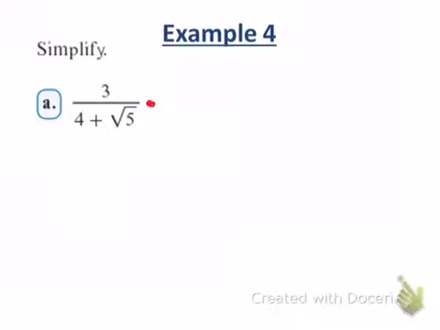Buster? We multiply the top and bottom by the conjugate of the bottom, which is 4 minus the square root of 5. Okay?